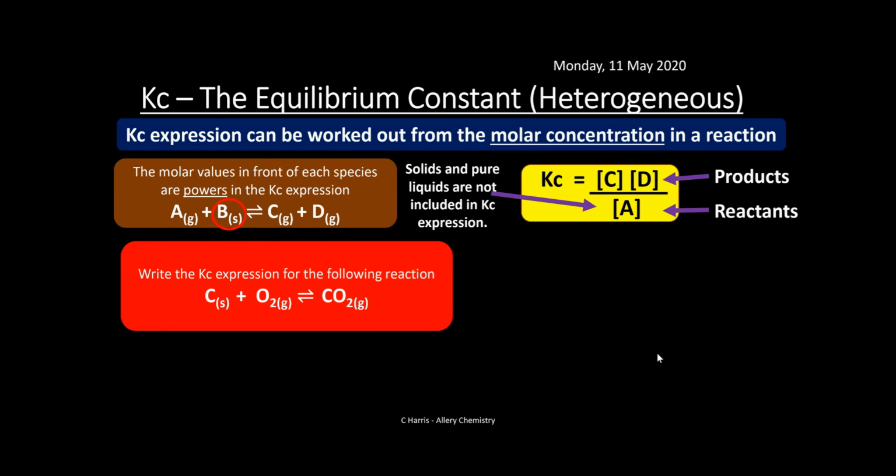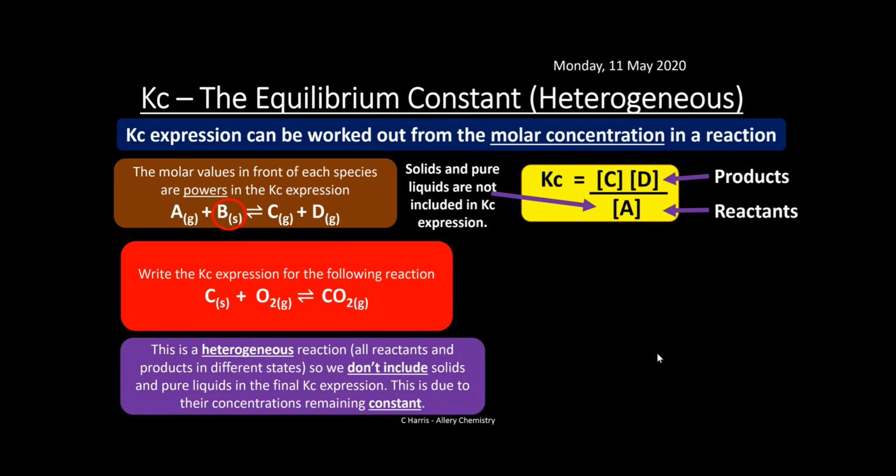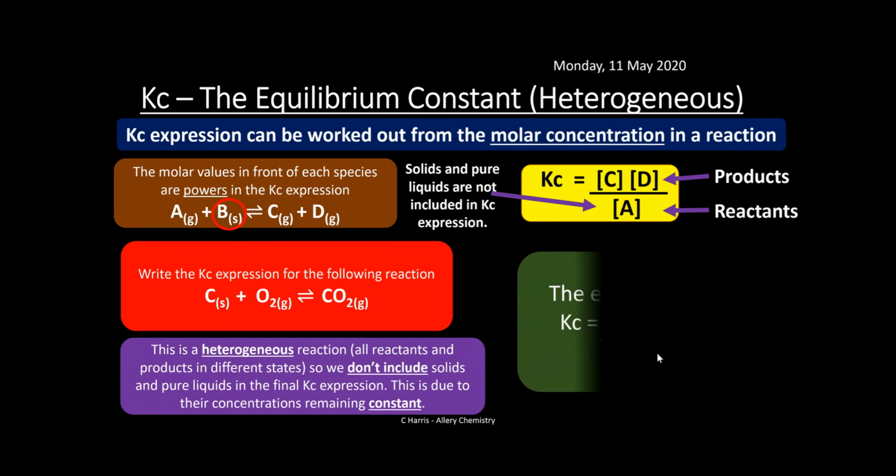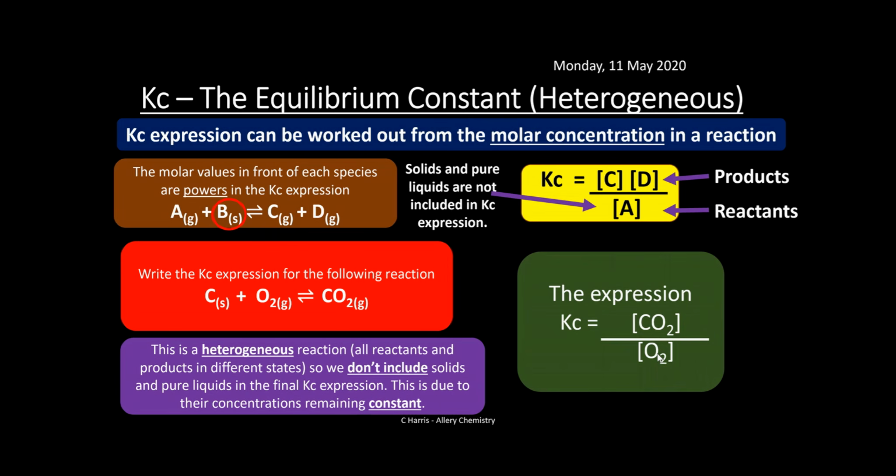Okay. So you write the Kc expression for the following reaction. Let's link this with a real life reaction. We've got carbon, which is solid, oxygen, which is a gas, and carbon dioxide, which is a gas. So this is a heterogeneous reaction. You can see here that we have a solid and a gas and a gas. So let's look at the expression. Kc equals CO2 divided by O2. It's products divided by reactants, but our carbon is solid. Solid isn't included in our Kc expression because we assume that the concentrations of solids and pure liquids remain constant throughout the reaction.